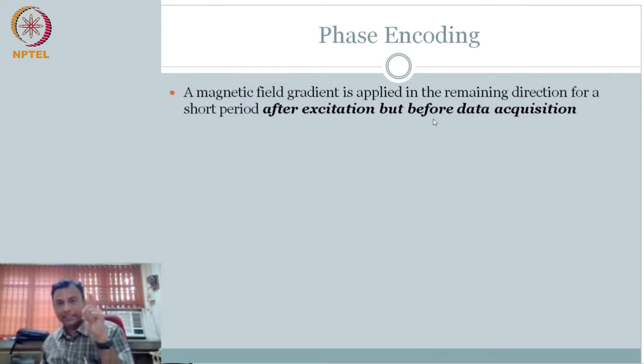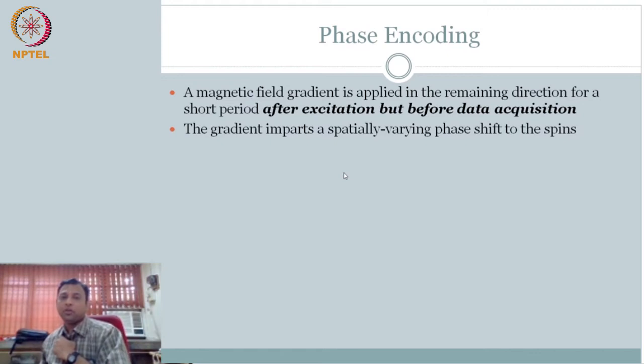But after excitation, during data acquisition, you did frequency encoding. So this one comes just before that. So this comes in between. You have the RF excitation, Z encoding, and before you start X gradient, you have to apply your phase encoding. Okay, what happens if you do that? Same concept. If you apply a gradient in your magnetic field, then the gradient is going to give a spatially varying phase shift to the spins.